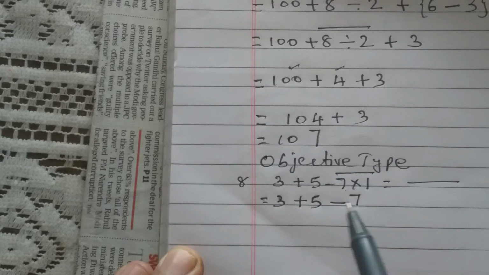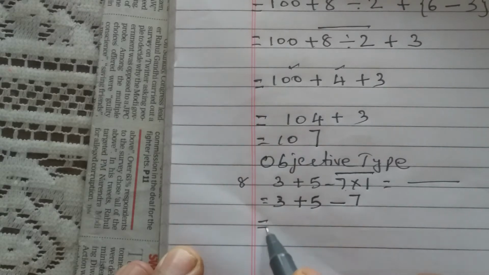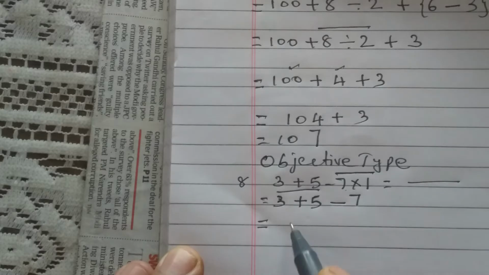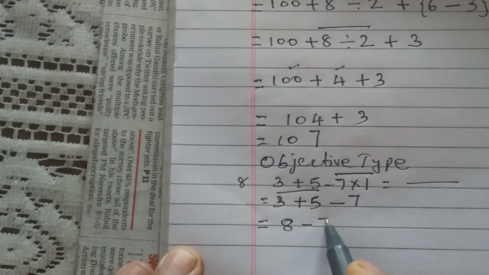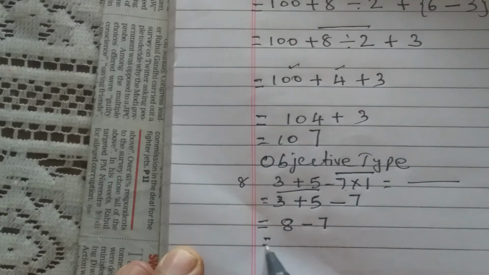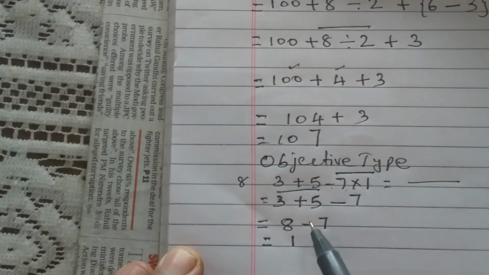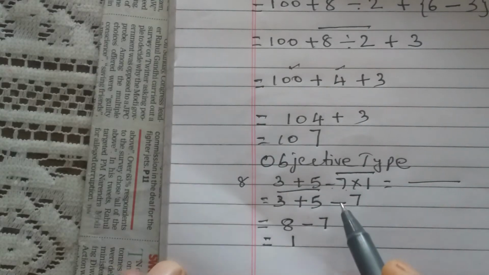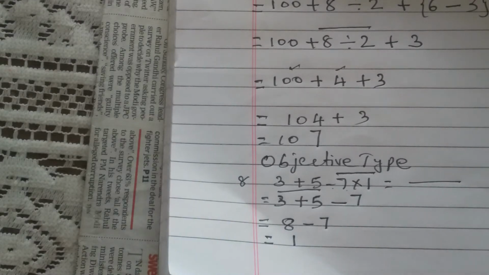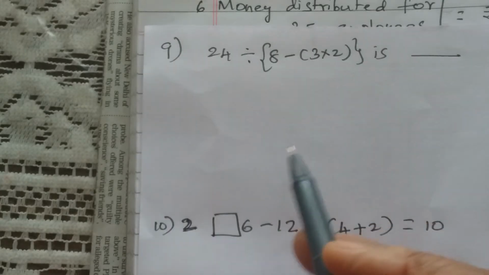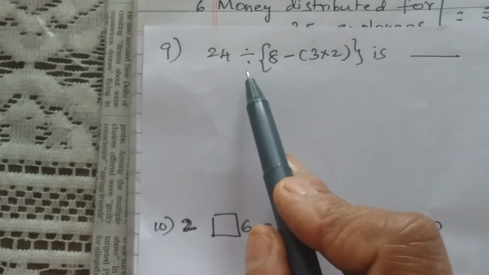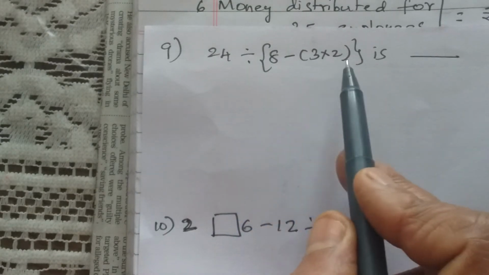Okay, now we have addition and subtraction. Which has to be done first? Addition. 3 plus 5 is 8 minus 7 as it is. Now 8 minus 7 is 1. See, 3 operations have become 2, 2 operations become 1, and 4 numbers have become 3 numbers, 2 numbers, then 1 number. Now question number 9 is 24 divided by 8 minus 3 into 2.